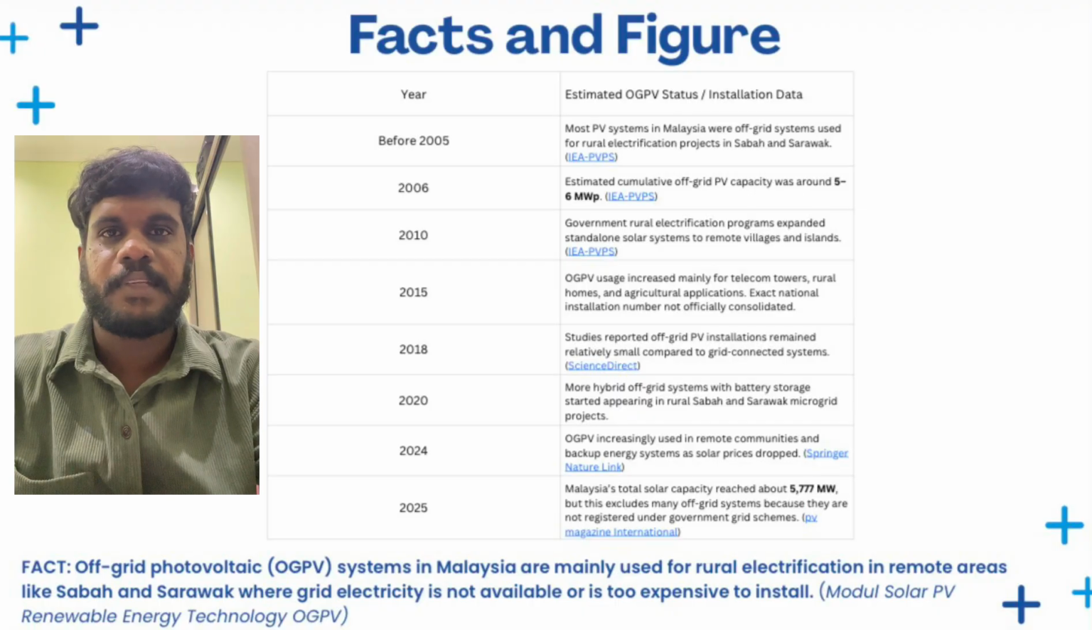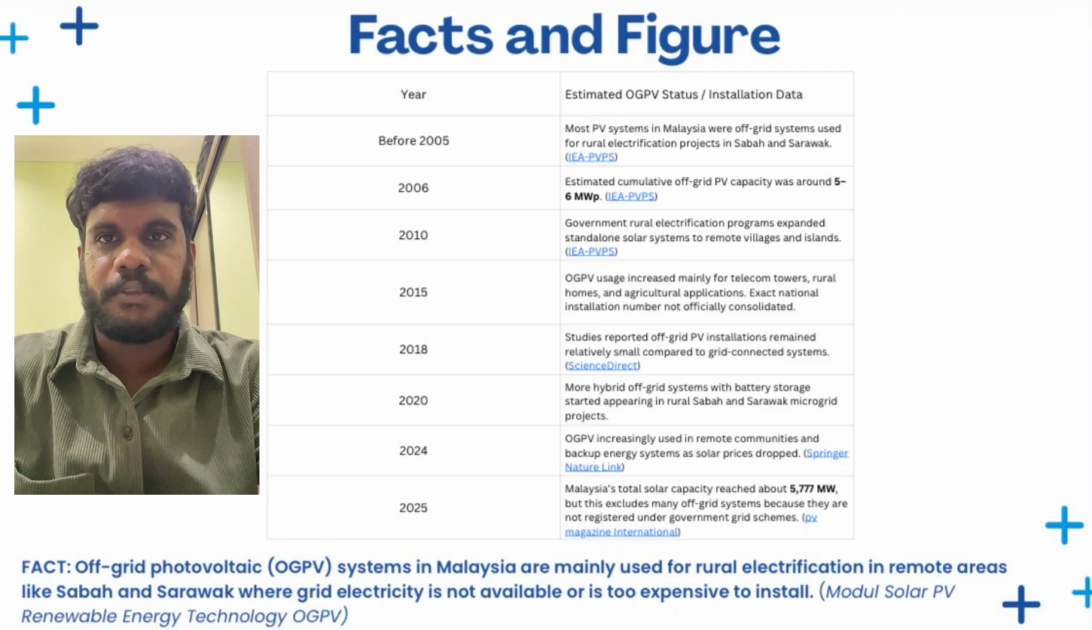So now I will explain the facts and figures of off-grid photovoltaic systems in Malaysia. Off-grid PV systems are mainly used in remote areas like Sabah and Sarawak where grid electricity is difficult to access. Before 2005, most solar systems in Malaysia were small off-grid systems for rural electrification. Over time, the government expanded solar projects to reach remote villages and islands.